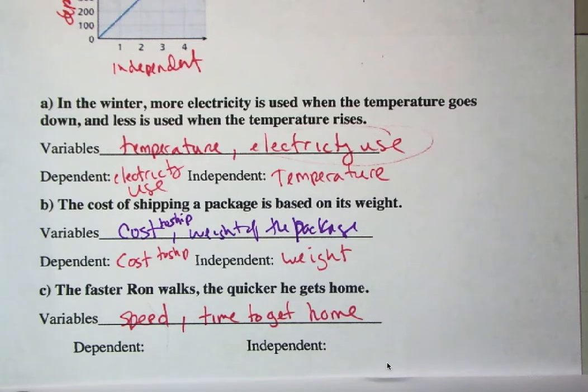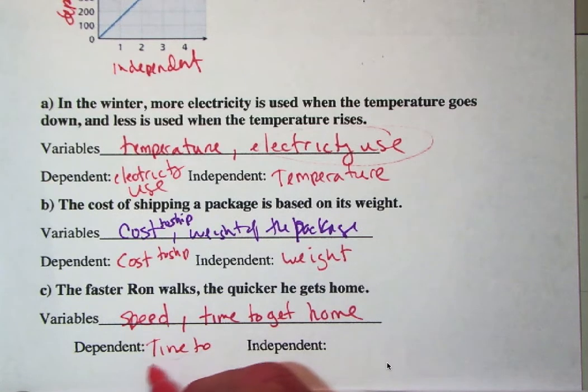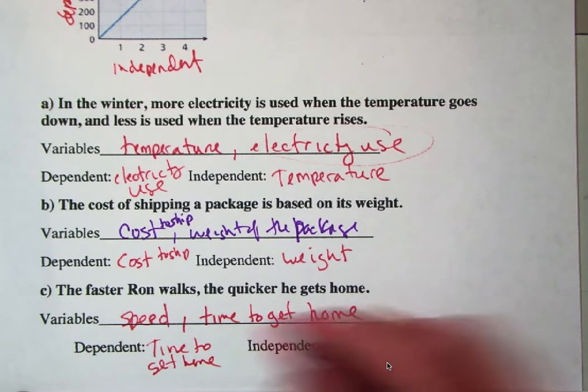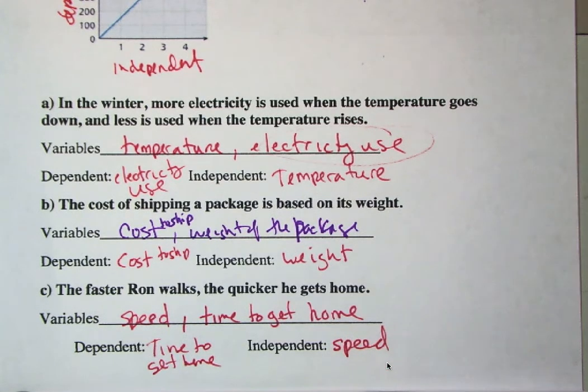Does the speed Ron walks depend on the time to get home? Or does the time to get home depend on Ron's speed? And this one's always tricky for students, but we are right. The time to get home depends on how fast he's walking, right? So time is your dependent.